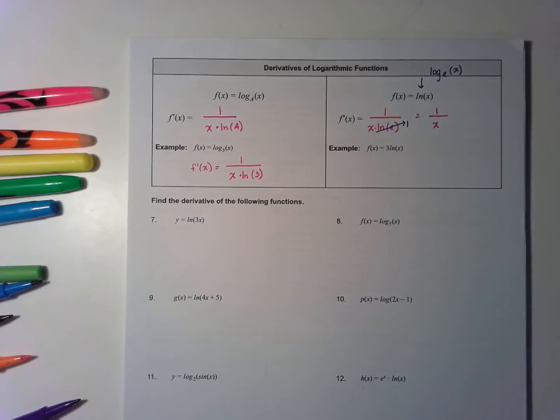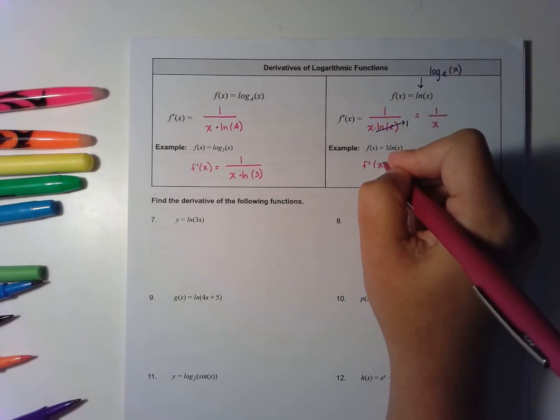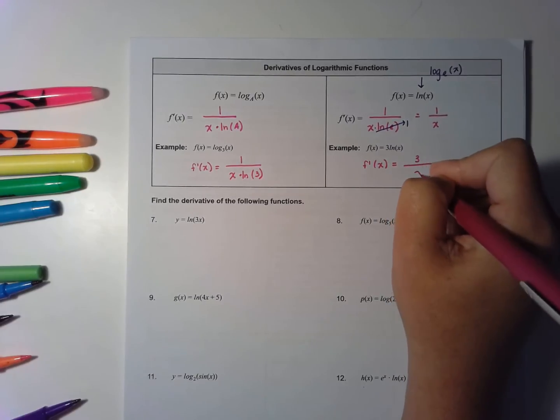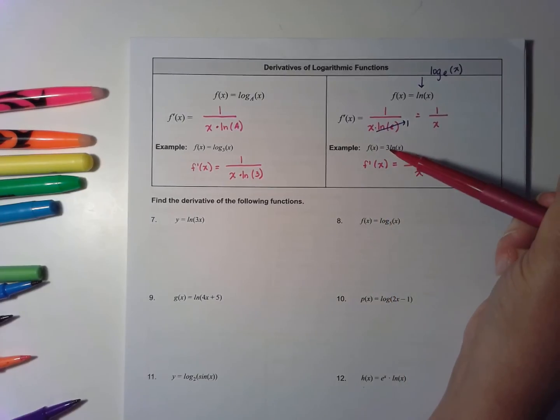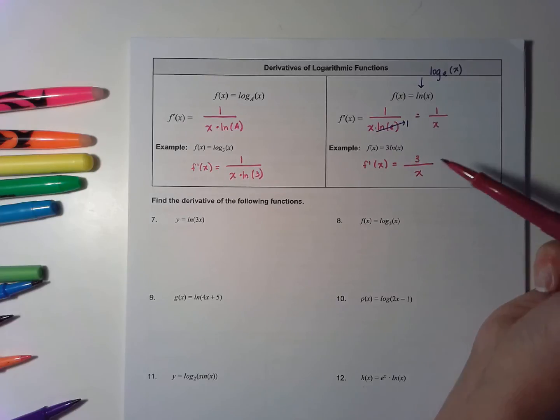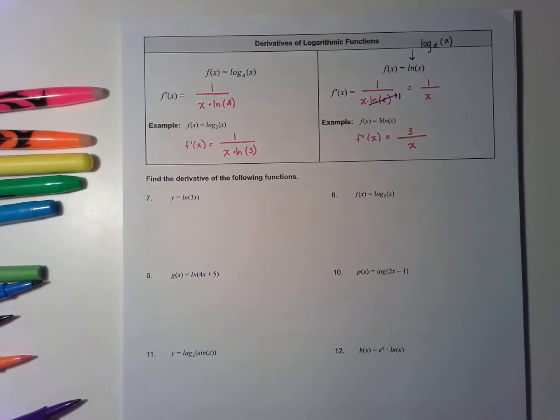So what I like to do is say it's just 1 over the stuff, whatever's inside. What I would say here for the derivative of 3 times natural log is I would have 3 over x. The reason I would have 3 is because that coefficient just goes on the top, and the derivative of natural log just says put the stuff in the denominator, 1 over the stuff. All right, let's try a couple examples.